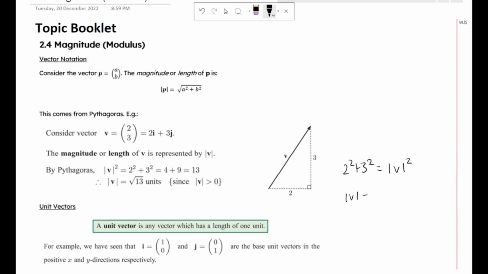So the modulus is the square root of 2 squared plus 3 squared, which is root of 4 plus 9, which would be root of 13 for this vector. So that's an example of how to calculate a modulus.